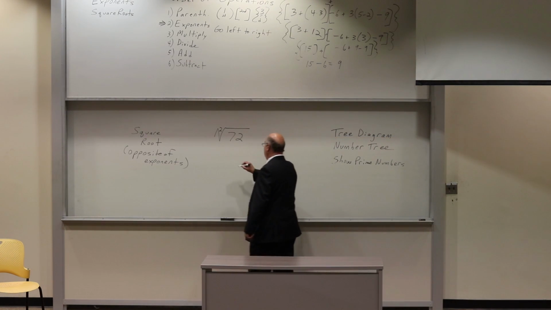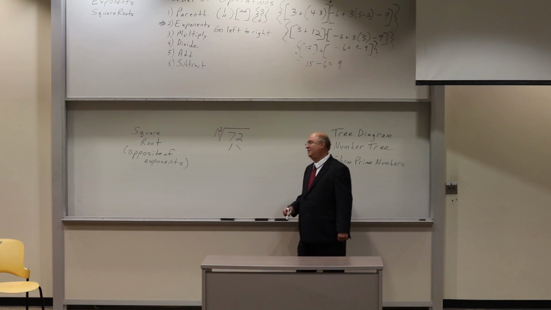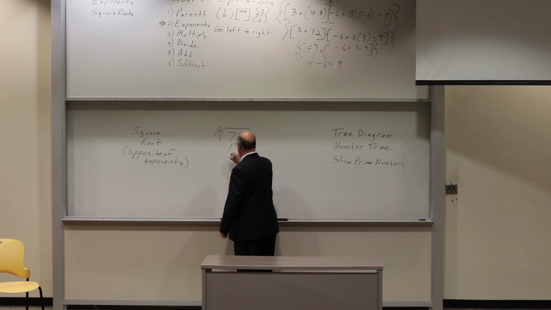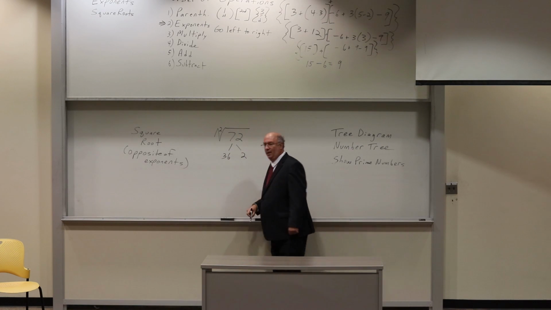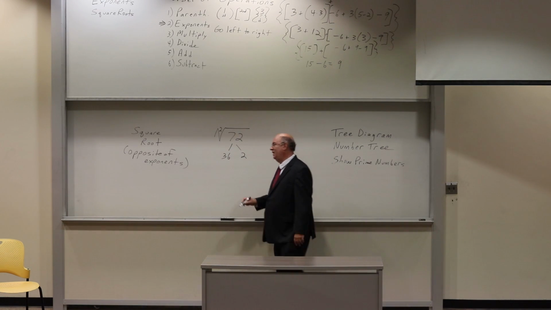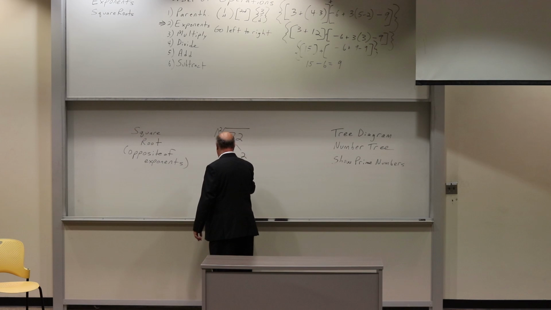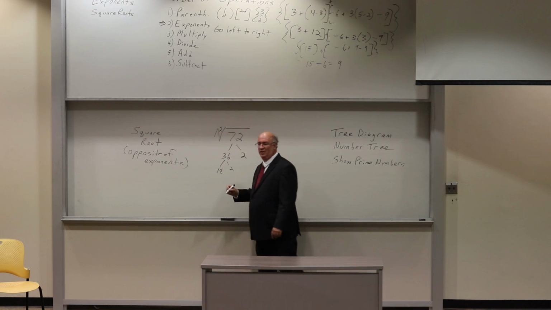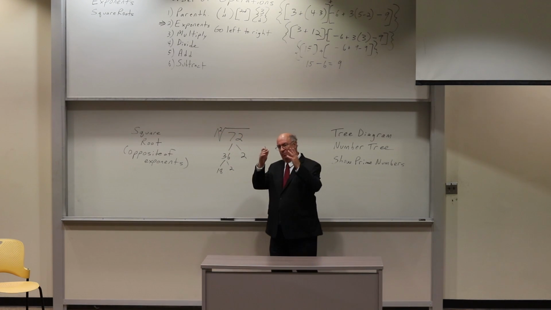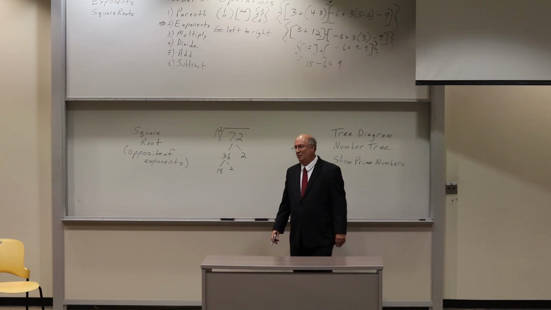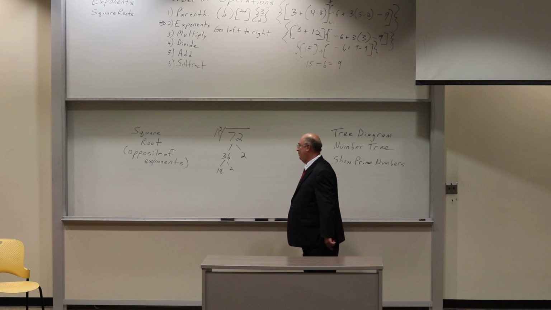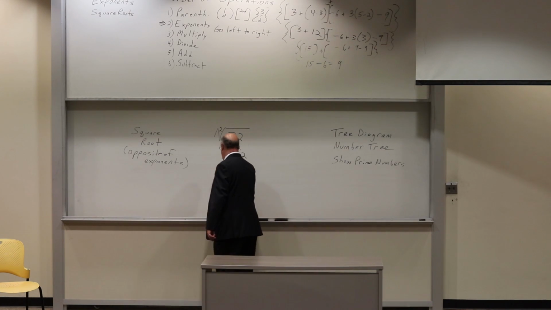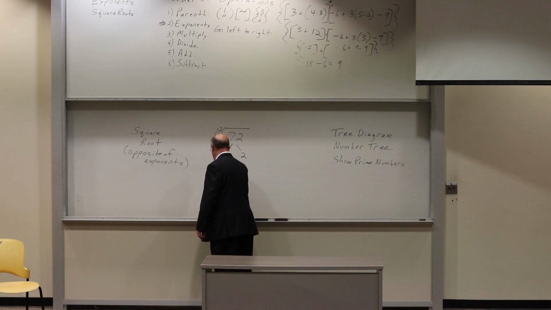Okay, so let's pick 72. Even number, right? So if we divide it by 2, we get 36. All right, 36, even number again. Go down the number tree. 18 times 2 is 36. As you go up the tree, you take all the smaller numbers and multiply. You wind up with the bigger number on top of the tree. 18 breaks out to 9 and 2. 9 is 3 and 3.